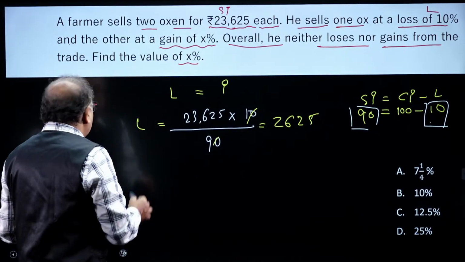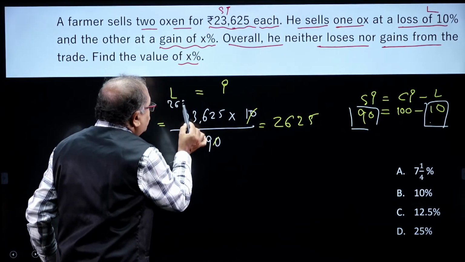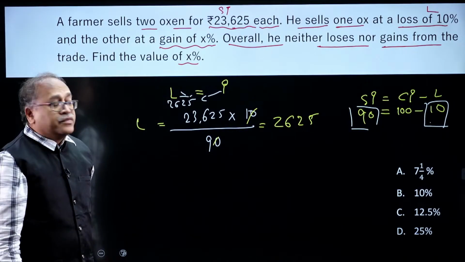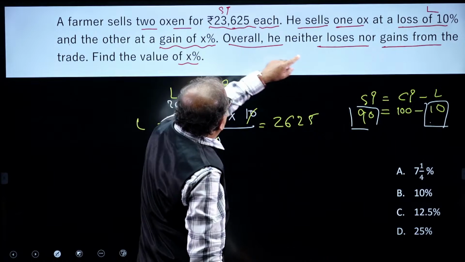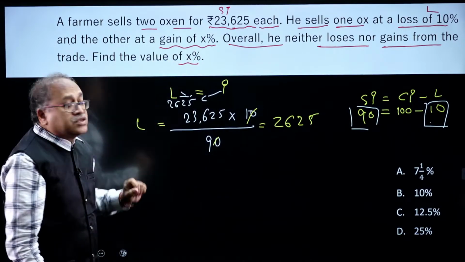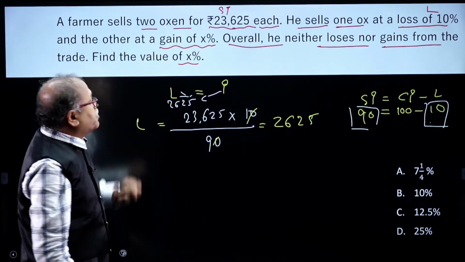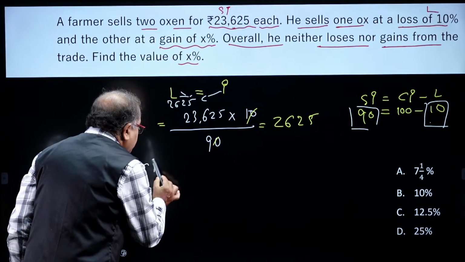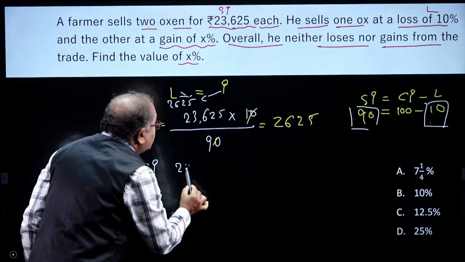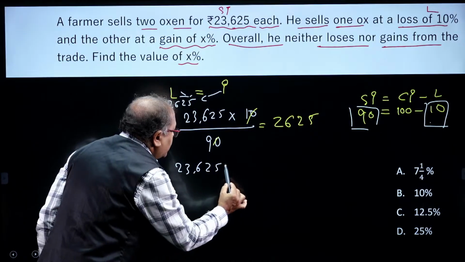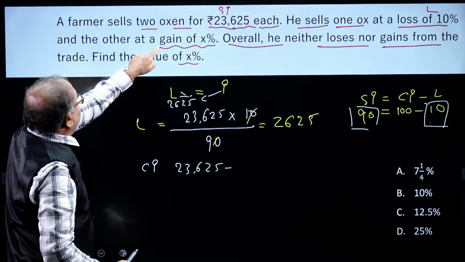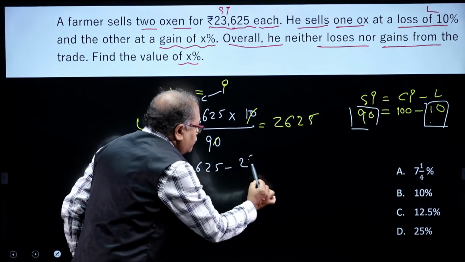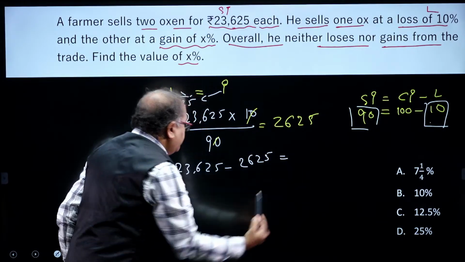So, this 2,625 is loss and that is also your profit. What I need is, what is the X percent? X percent is the profit. So, I need to find out the cost price. The cost price is 23,625 minus this profit, and the profit is 2625.